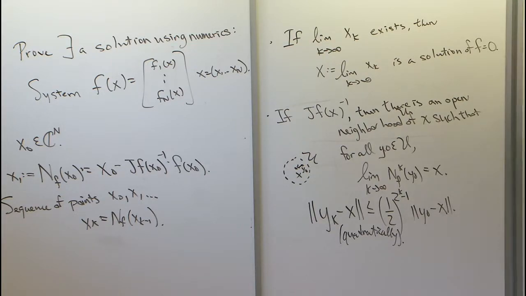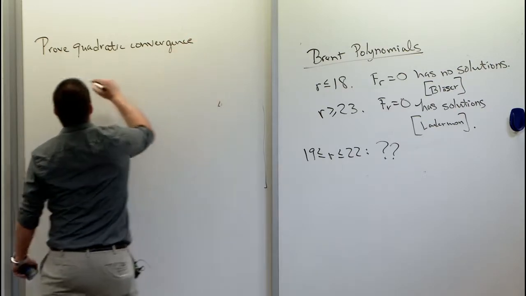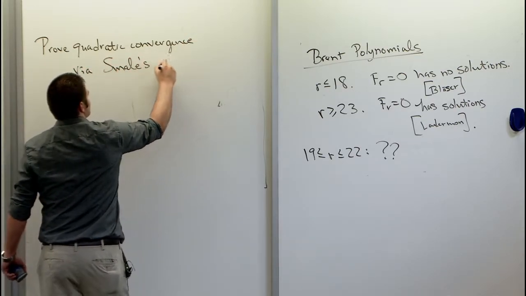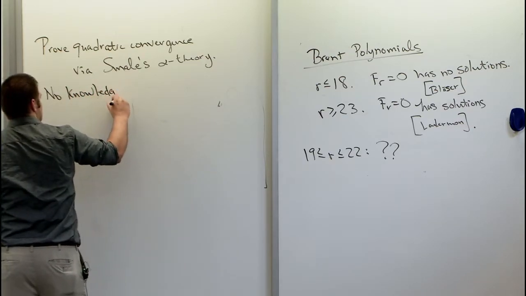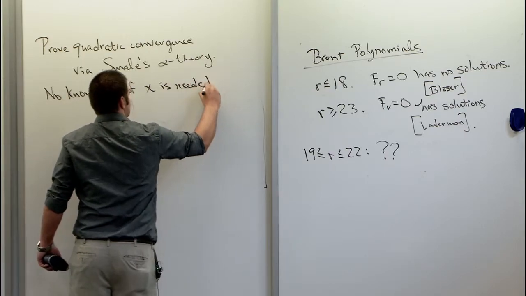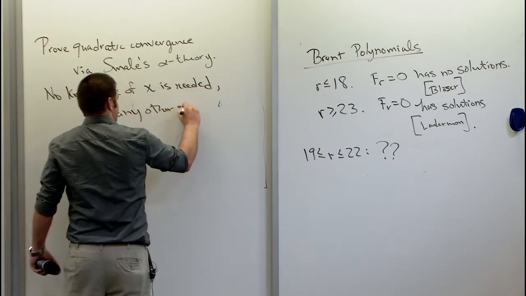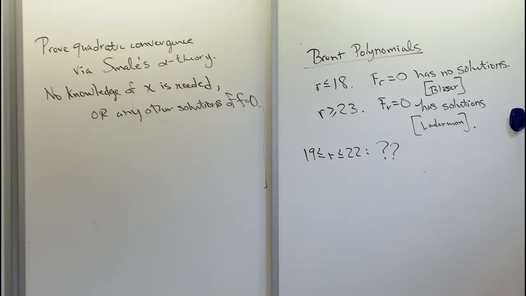So how do you prove you have such a point? How do you prove you have convergence? So prove quadratic convergence via Smale's alpha theory, for example. The nice thing about this is no knowledge of x, the limit point, is needed, or any other solutions of that. So I can use alpha theory to test just by knowing this point y0. I don't need to know how many solutions, do there exist other solutions. I can test everything locally at my given point.